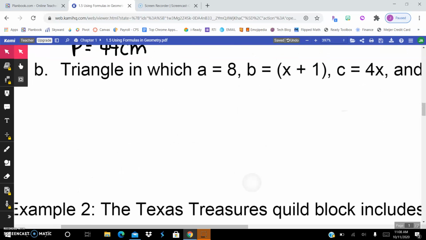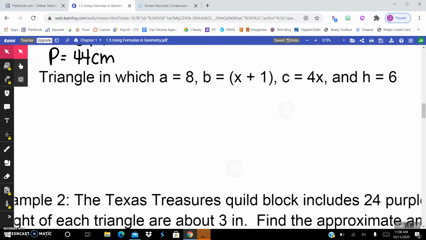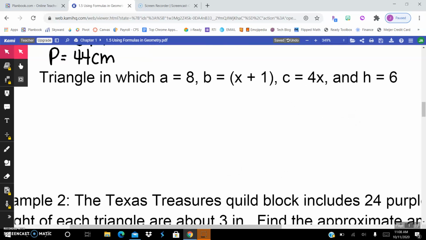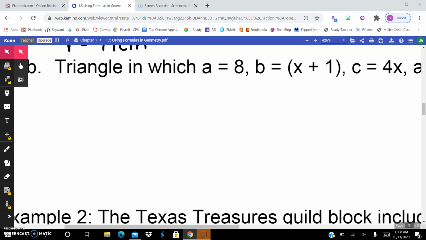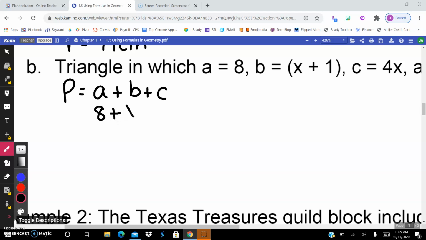Next, we have a triangle in which the sides A, B, and C are given. A is 8, B is x plus 1, and C is 4x, and then the height is 6. For perimeter, we just have to add the 3 sides together. We don't have to do anything with the height. So the perimeter of a triangle, the formula was A plus B plus C. That means 8 plus x plus 1, and C was 4x.